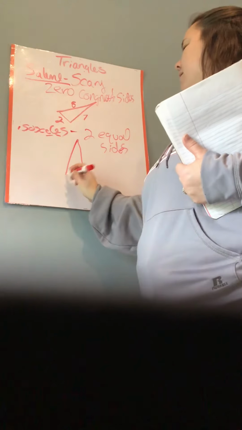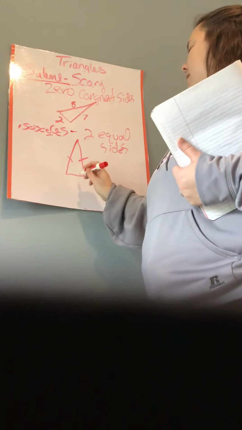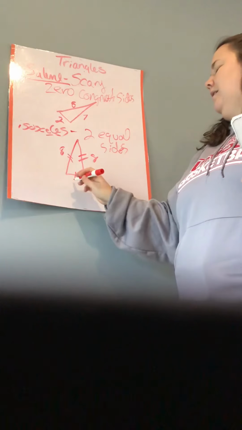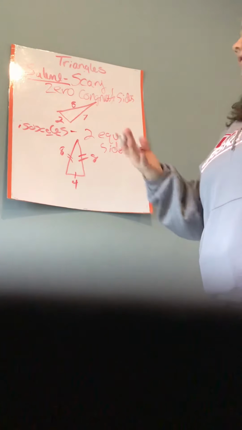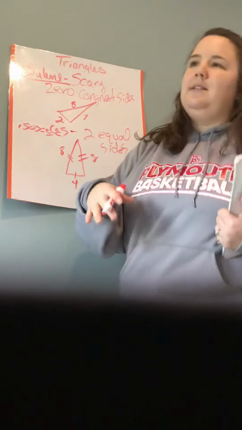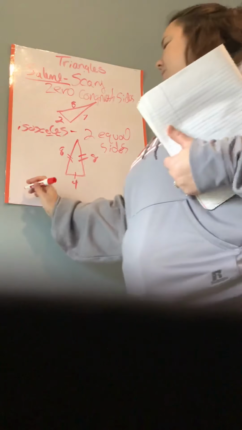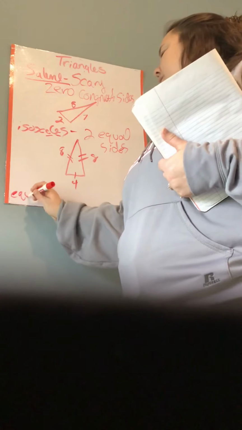So, there we go. This would be like 8, and that would be 4. 2 equal sides. Isosceles, two E's. 2 E's, 2 equal. Then that leaves us with equilateral.